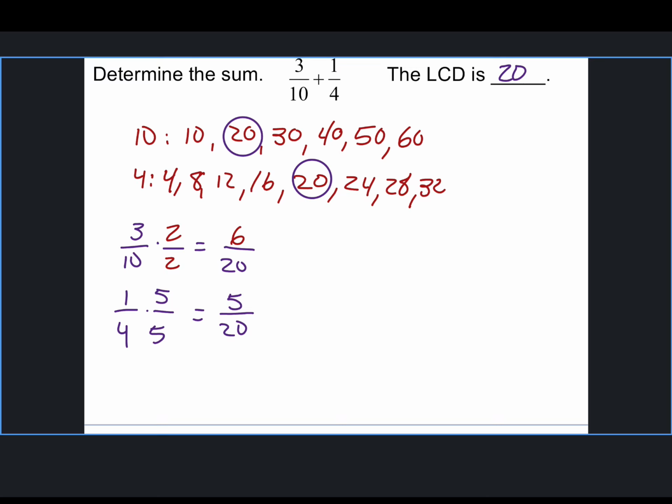Now we can replace both of these fractions. So we'll say 3 over 10 plus 1 over 4 is equal to 6 over 20 plus 5 over 20. Now we have the same denominator, so we can leave that the same. And what do we add? 6 and 5. We get 11. So your answer is 11 over 20.